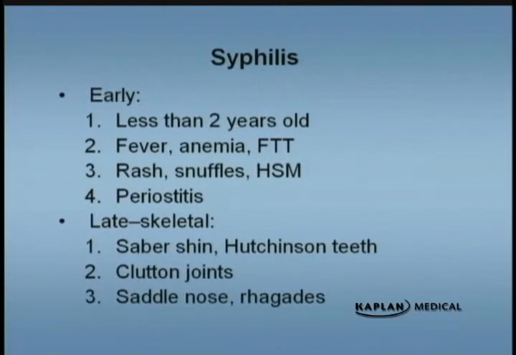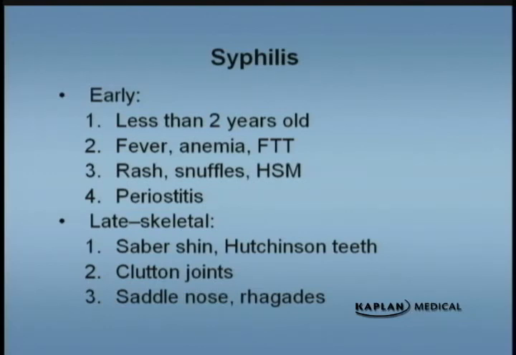Syphilis. Syphilis never goes away. It's always going to be there, and congenital syphilis is something that you might get tested on. It is going to be divided into early and late manifestations. The early manifestations of syphilis are those that are considered under 2 years of age. That means the baby may have fever, a recurrent or persistent fever. The baby may have anemia. The baby may have failure to thrive. These are non-specific things. You've got to put them all together.